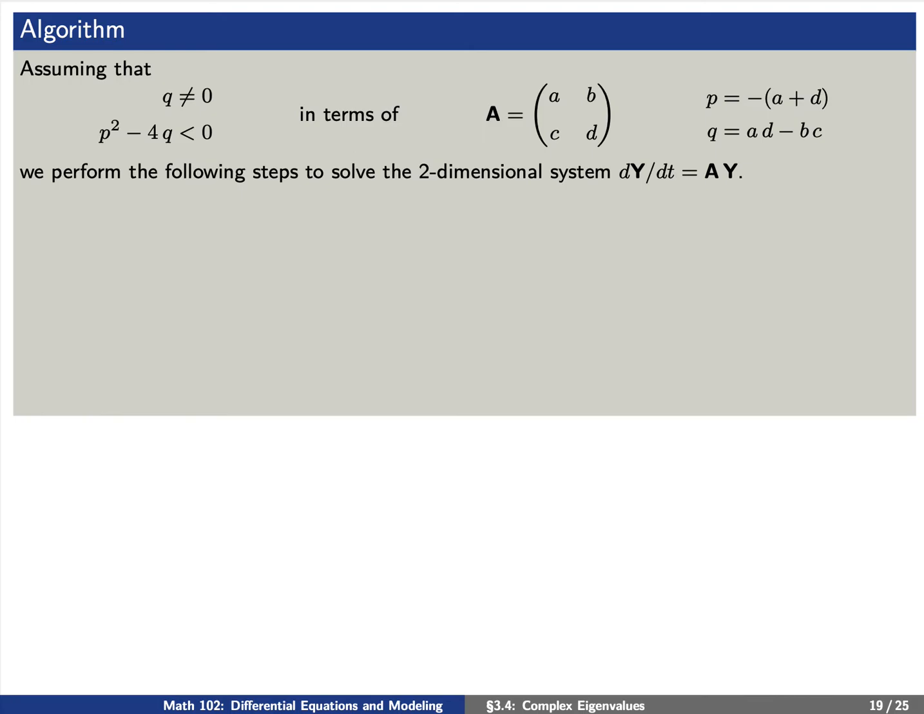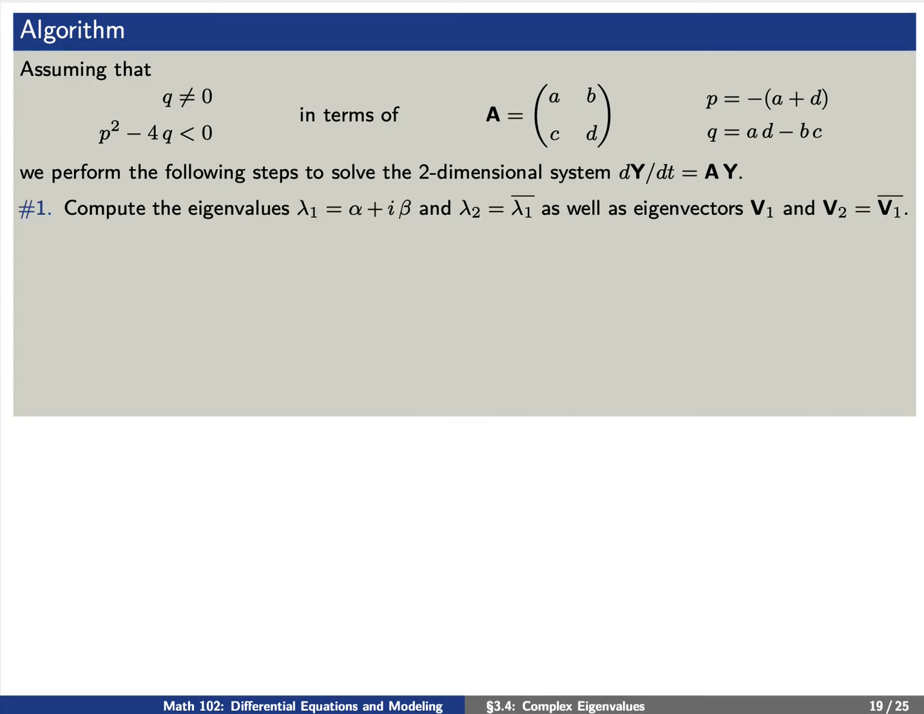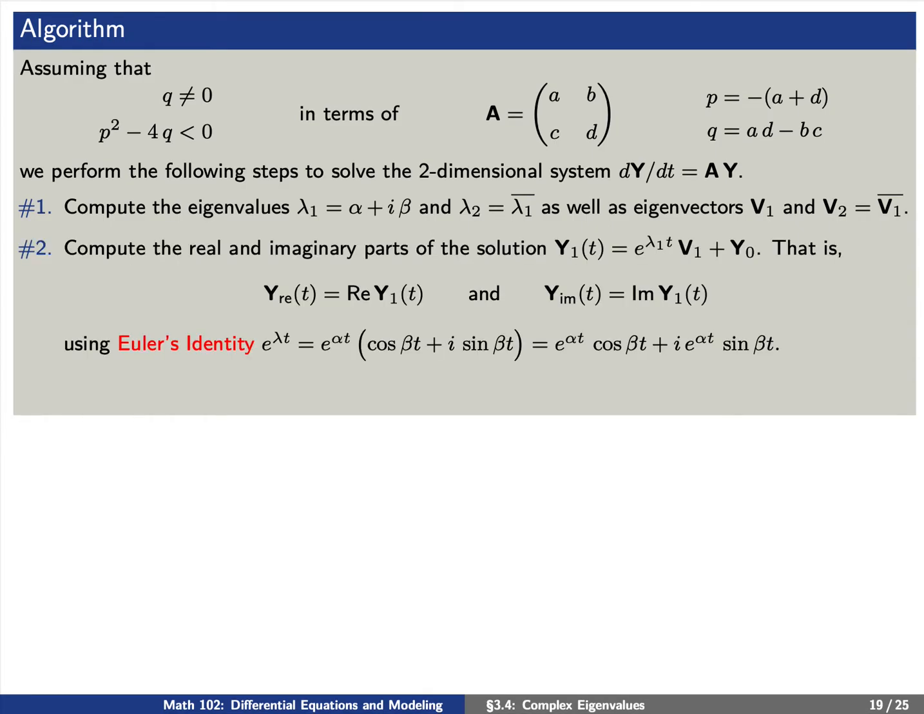We're going to use this now to end by explaining an algorithm that will allow us to solve any two-dimensional system where we have complex eigenvalues. Let's assume here that q does not equal 0 and p squared minus 4q is less than 0. First, we'll compute the eigenvalues lambda sub 1 and lambda sub 2, as well as eigenvectors v sub 1 and v sub 2. Recall that lambda 1 and lambda 2, as well as v1 and v2, will be complex conjugates of each other. Second, let's compute the real and imaginary parts of the straight line solution y sub 1. That is, we'll compute here capital Y sub re and capital Y sub im. Both of these we'll compute using Euler's identity, that is e to the lambda t, we can write in terms of e to the alpha t, cosine beta t, and sine beta t. Finally, we'll write the general solution, capital Y, in terms of capital Y sub re and capital Y sub im.